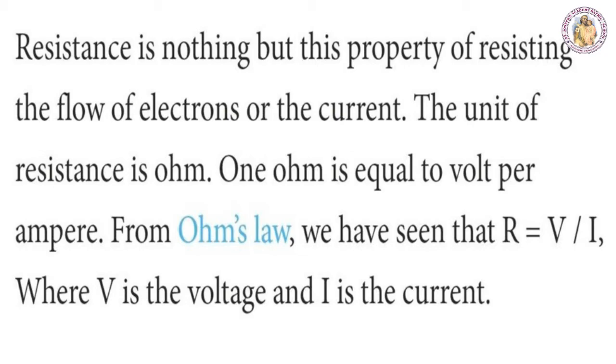The unit of resistance is ohm. 1 ohm is equal to 1 volt per ampere, from Ohm's law. We have seen that R is equal to V by I, where V is the voltage, I is the current and R is the resistance.